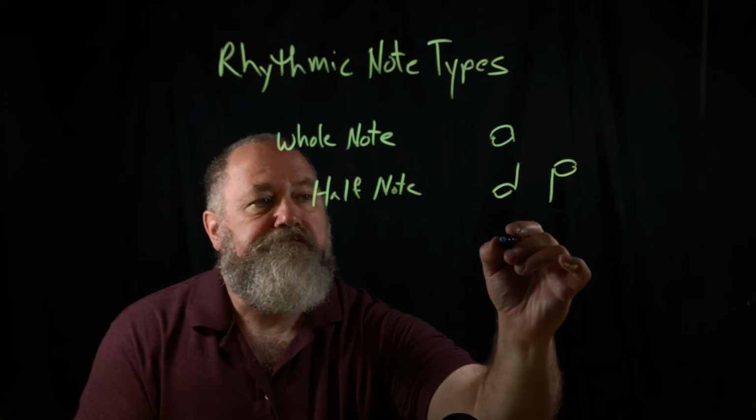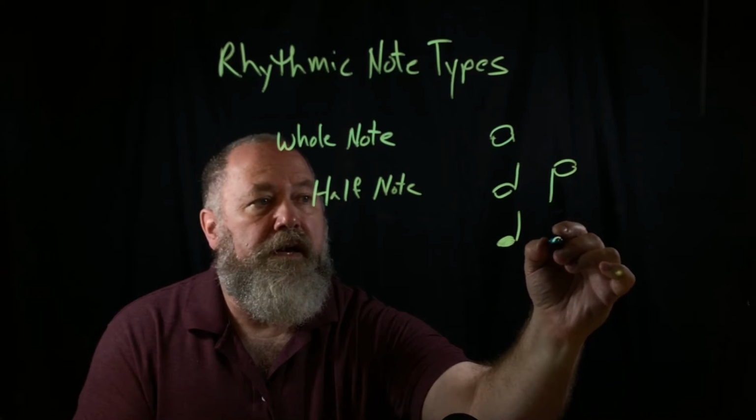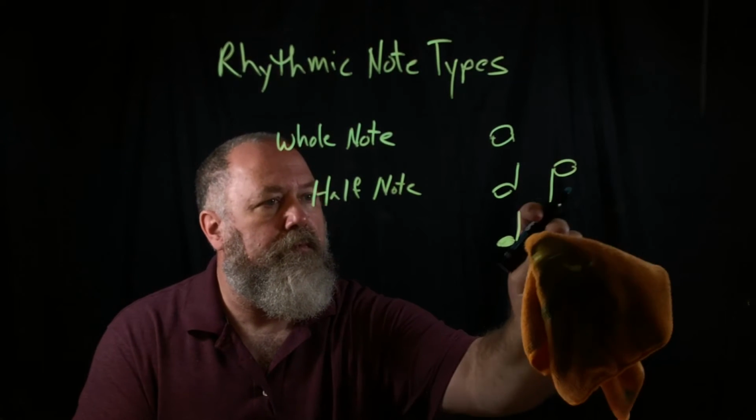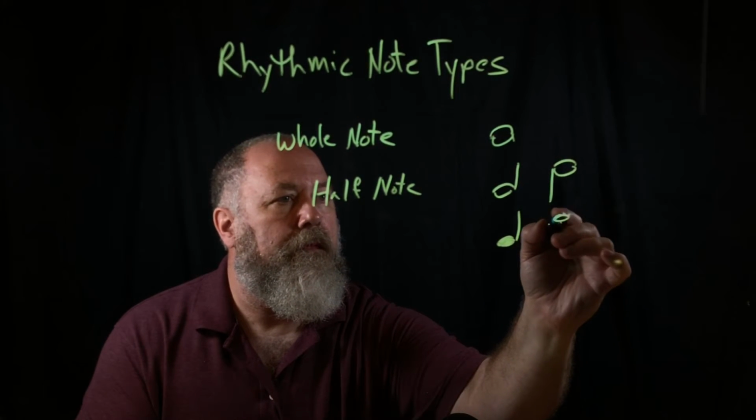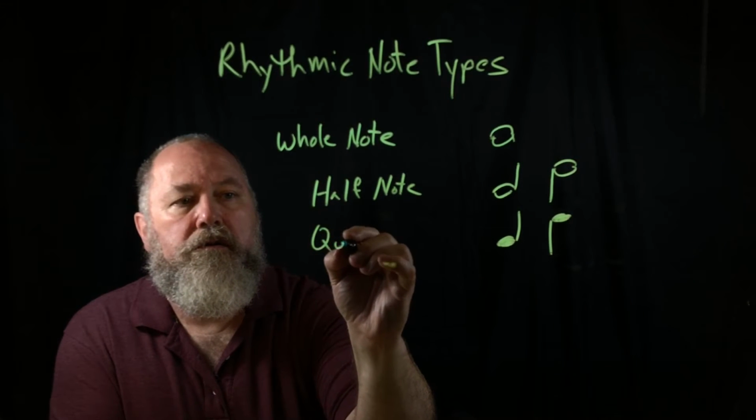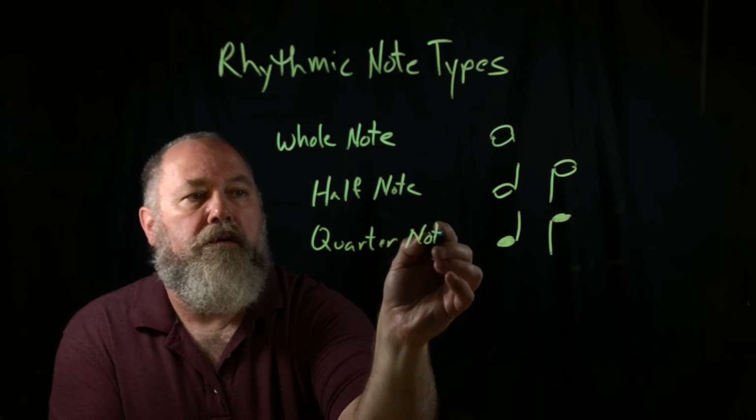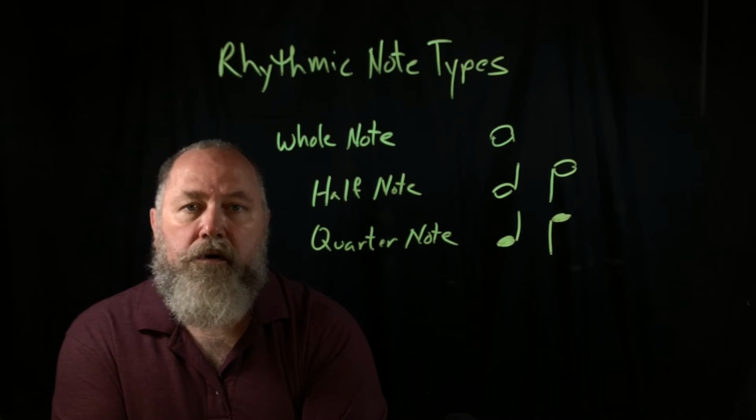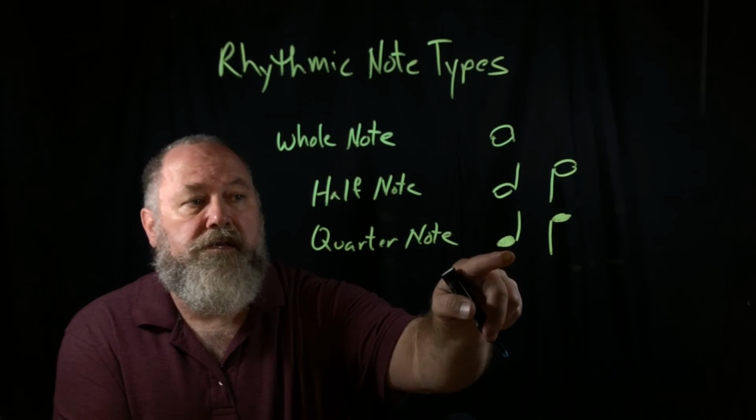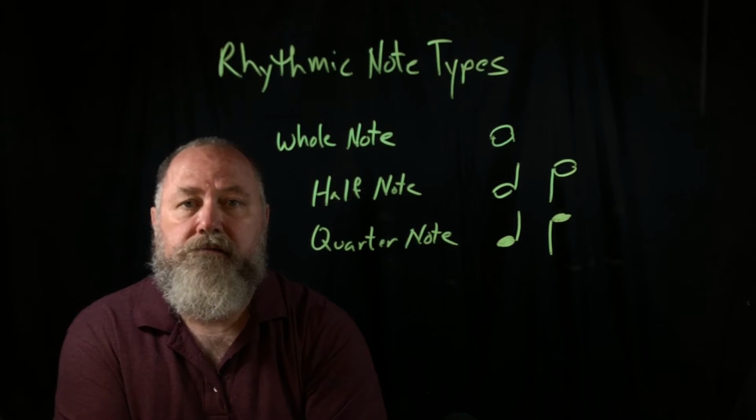The next one has a filled in note head. Its stems also can go up or down. And that is the quarter note. A quarter note gets 1/4 of the amount of time of a whole note. So it would take 4 of these to equal 1 of those.